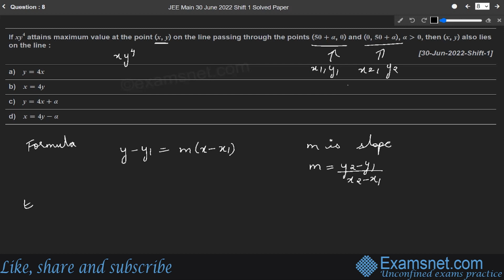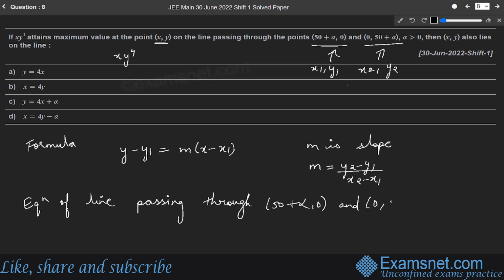Now let us find the equation of the line passing through the points 50 plus alpha comma 0 and 0 comma 50 plus alpha. When we use this formula, the equation of the line will be in the form y minus y1 is equal to m into x minus x1. So y minus y1, what is y1? y1 is 0, is equal to m. What is m? m is the slope. So first, let us find the value of the slope. m is equal to y2 minus y1 divided by x2 minus x1, right? We have the values for all four terms, so let us substitute the values here.